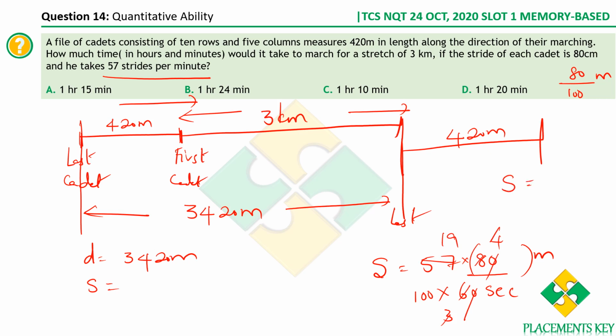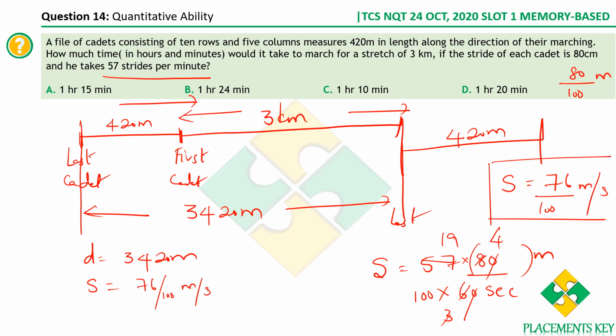So the speed of the file of cadets is 76 by 100 meter per second. Okay, now we have speed, now we have distance. Let me write it here: 76 by 100 meter per second. Now we have distance in meters, speed in meters per second. Therefore you get time in seconds. So time is equal to what?